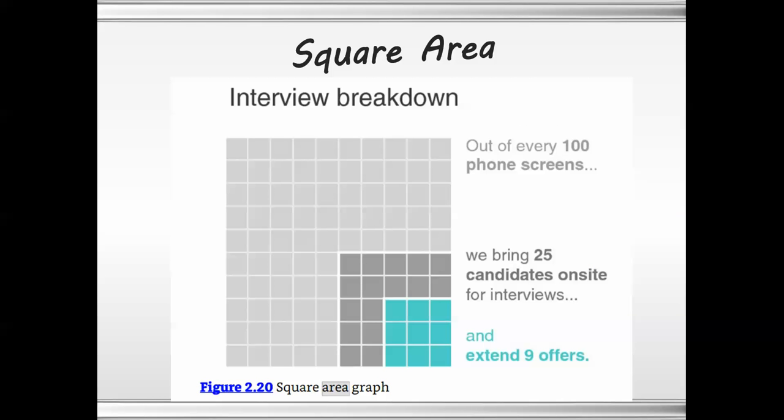The square area map is a great way to visualize a part of a whole. We can quickly see that the aqua-colored squares are a small fraction of the light gray squares. This chart tells the whole story of recruiting in a simple graphic.